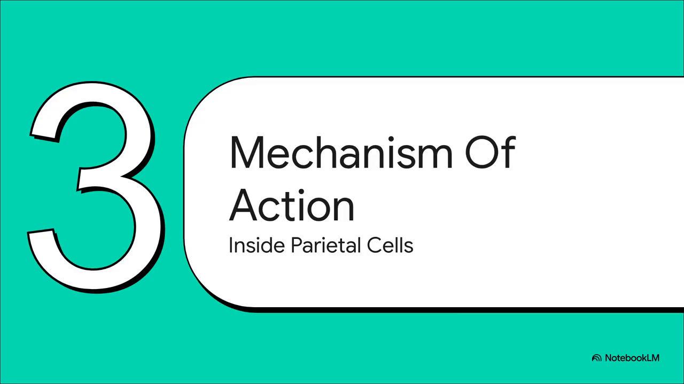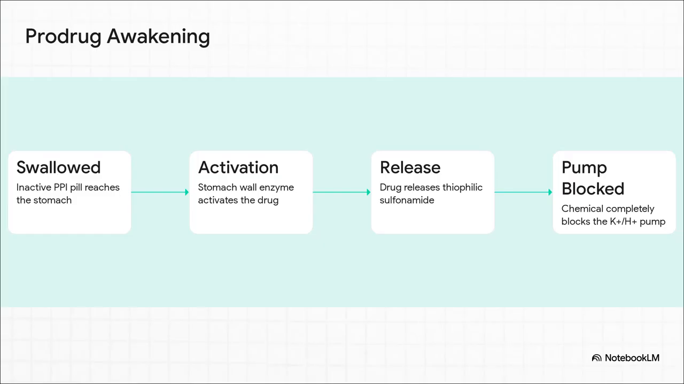All right, part 3, mechanism of action inside the parietal cell. Okay, let's really dive into this. How exactly does the sleeper agent wake up and do its job? Well, here is the 4-step awakening process that happens right inside the parietal cells of your stomach. Step 1, you swallow the inactive PPI on an empty stomach. Step 2, the drug reaches the stomach wall, where a very specific enzyme interacts with it, officially activating our sleeper agent. Step 3, once it's activated, the drug releases this absolutely crucial chemical compound called thiophilic sulfonamide. And finally, step 4, this newly released compound goes straight to the potassium hydrogen pump. That's the K+/H+ ATPase pump, and just completely blocks it.